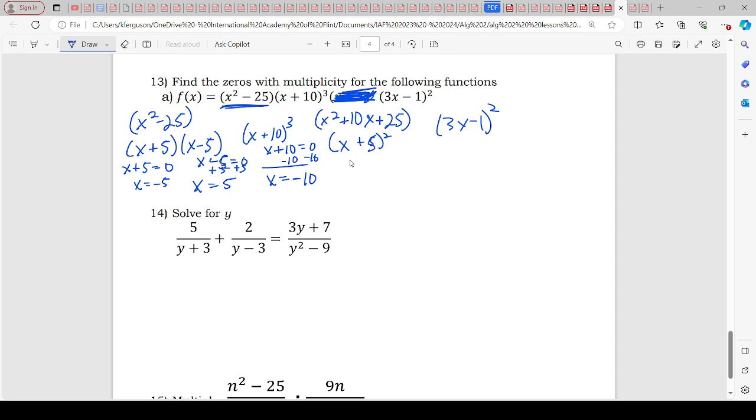Right here, I got the same thing that I got right here. So this is x equals negative 5. And then right here, I got 3x minus 1 equals 0. I add 1 to both sides. And I get 3x equals 1. Divide by 3 on both sides. And I get x equals 1/3. Now we just got to go back to do our multiplicities.